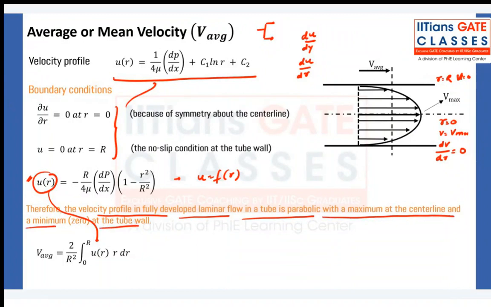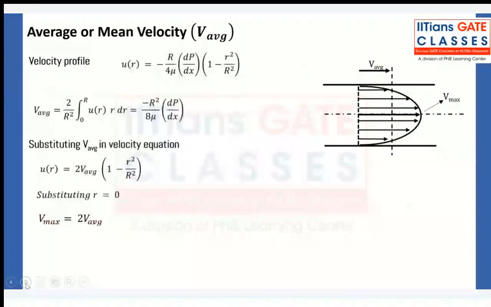You can put your boundary condition, and you can also find that when you put r equals 0, del u by del r will be equal to 0. If you put capital R in this equation, then you will get u(r) equals 0. It is going to satisfy your boundary conditions. So now I need to substitute u(r) here, and then I need to integrate this. Once I do that, this is what I have done here.